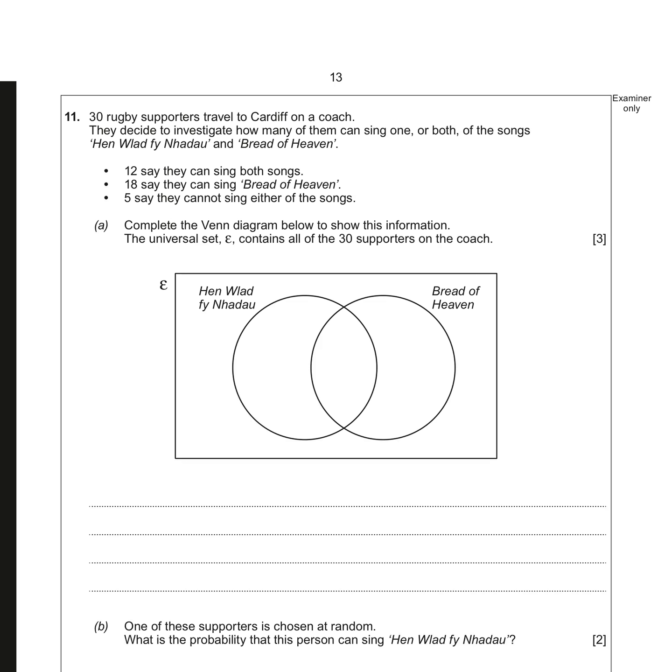Question 11 is a Venn diagram question. Using my information, I need to fill each section of the Venn diagram. I can see here in the question I've got 30 rugby supporters, so within the rectangle there will be 30 as a total. First off, I'm told that 12 can sing both songs. The singers of both songs would be in this section here, so this section is going to include the 12 people that can sing both songs.